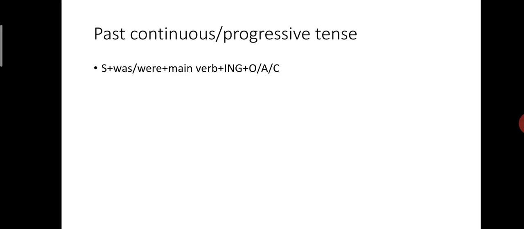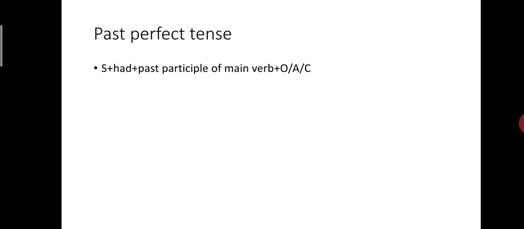Past perfect tense. Structure: subject plus had plus past participle of main verb plus object or adverbial or complement. Uses: to refer to action already completed in the past. For example, Prafulla had worked as a group leader in his training period. Next, past perfect continuous tense.